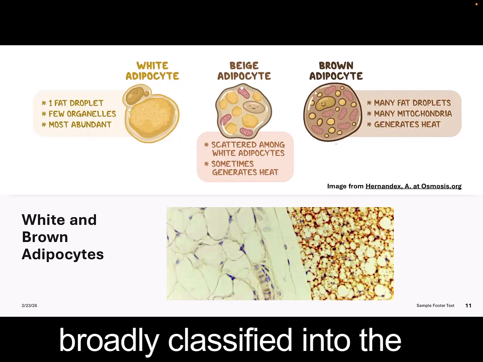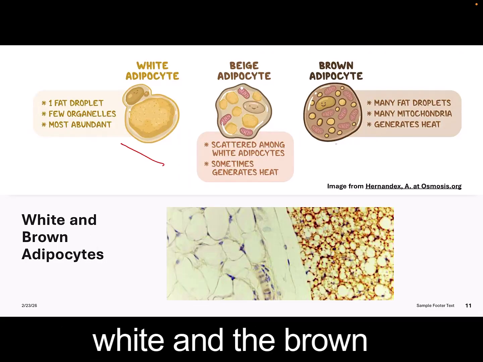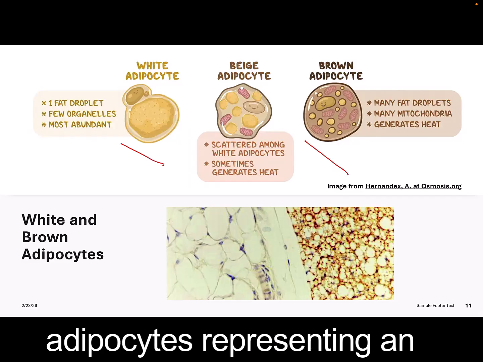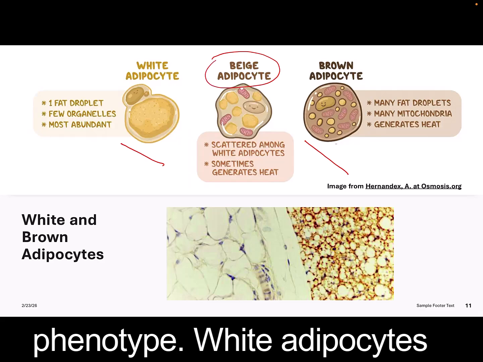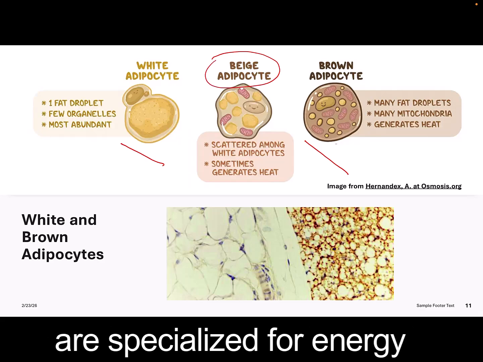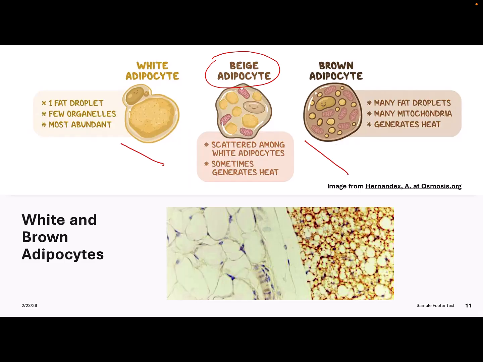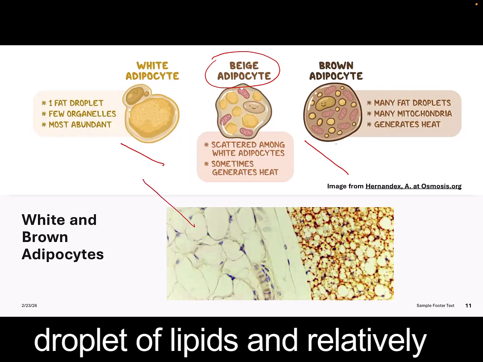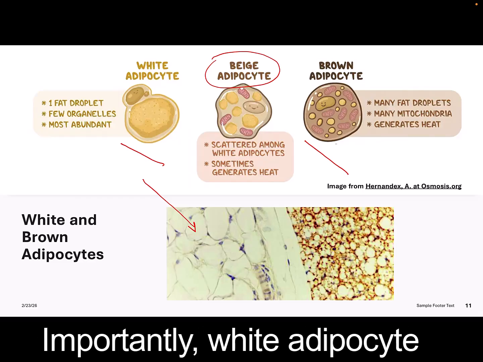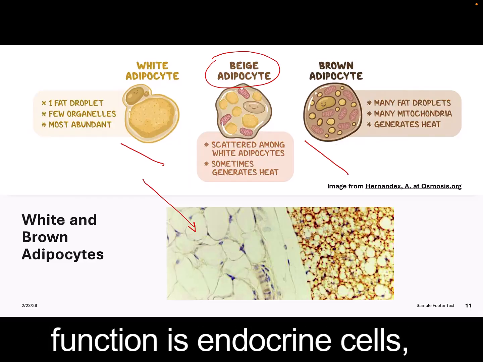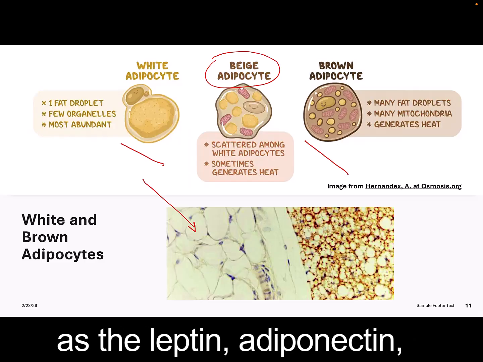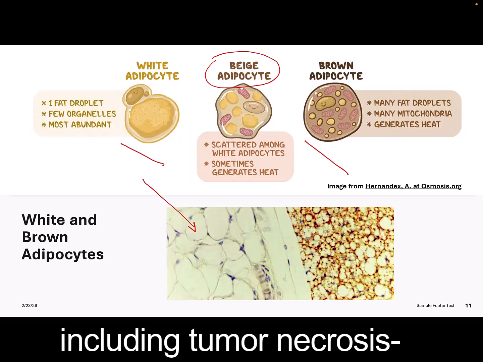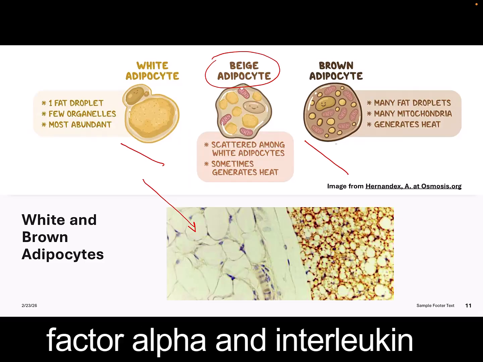Adipocytes can be broadly classified into the white and the brown adipocytes, with beige adipocytes representing an inducible intermediate phenotype. White adipocytes are the most abundant and are specialized for energy storage. They contain a single large droplet of lipids and relatively few mitochondria. Importantly, white adipocytes function as endocrine cells, secreting adipokines such as leptin, adiponectin, and inflammatory mediators, including tumor necrosis factor alpha and interleukin 6.